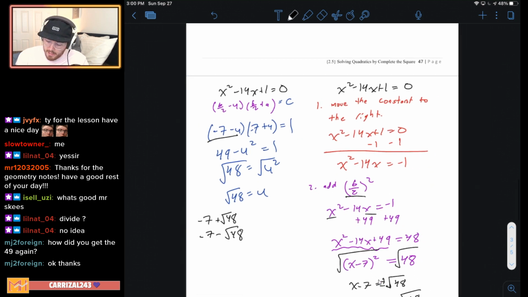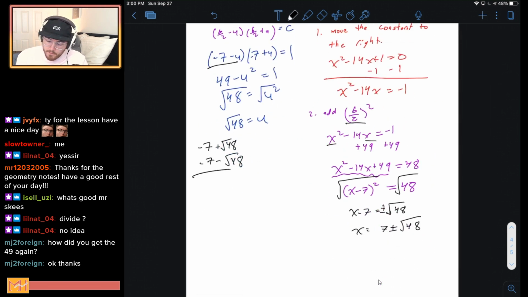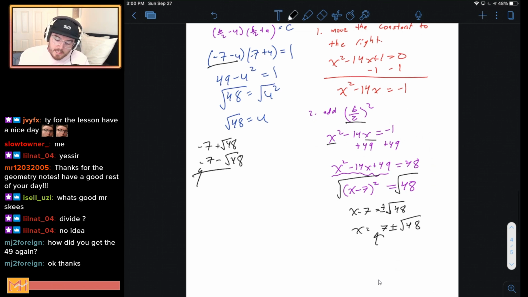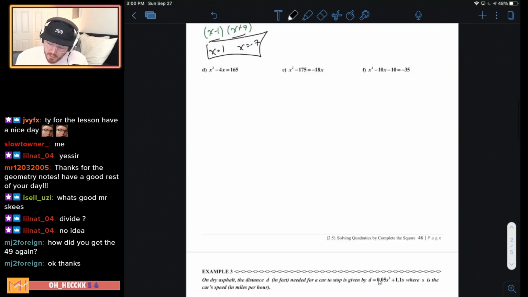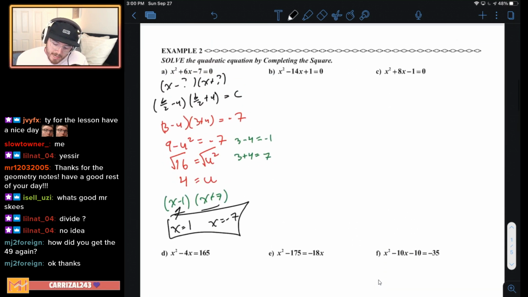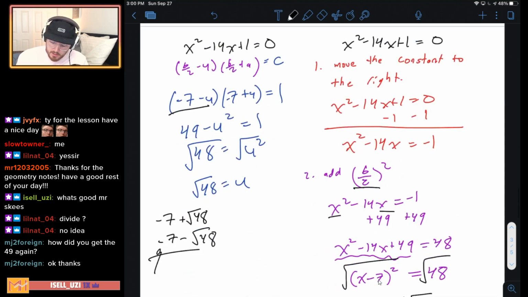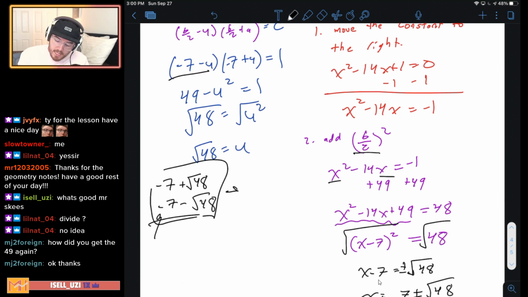Whoa. Now, do you notice something? This was positive 7 and this was negative 7. We're not done, because remember what I just said up here: your answers are always flipped. So these get flipped, take the opposite, and it becomes 7 plus or minus root 48. And I now have the same solution. When you add and subtract u, you have to flip the sign.